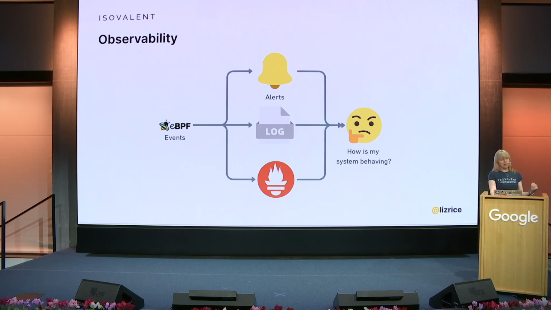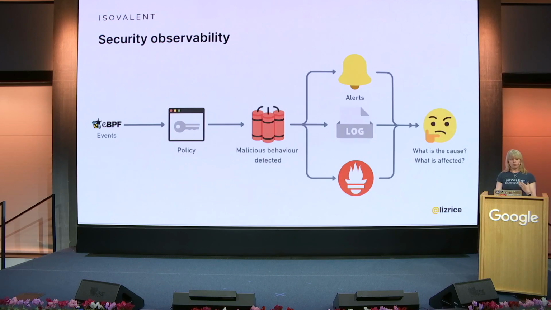The difference between this and security observability would really be policy. So we wouldn't just be saying, show me what's happening. We'd be saying, compare what's happening to a policy. The policy says what I consider to be legitimate or illegitimate. The policy says what events, what criteria I'm looking for that maybe indicate malicious behavior.